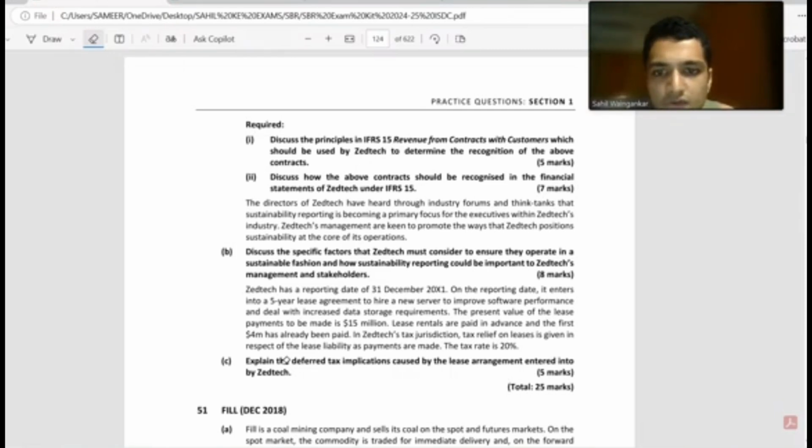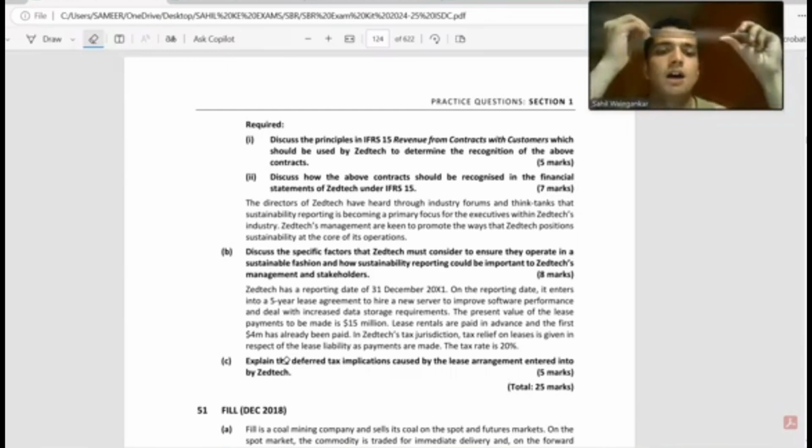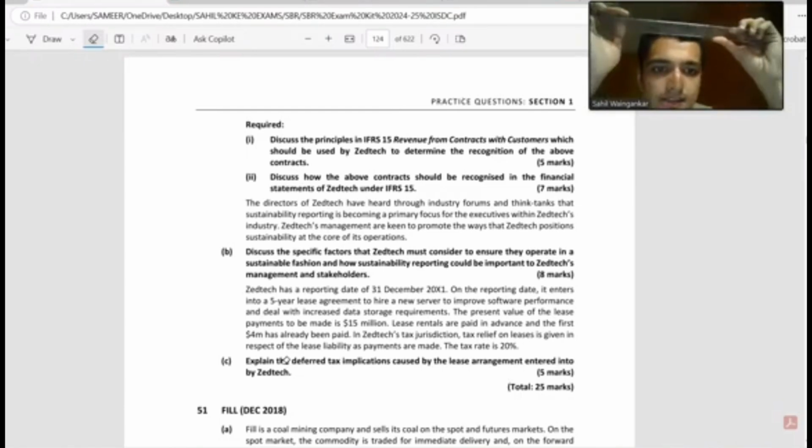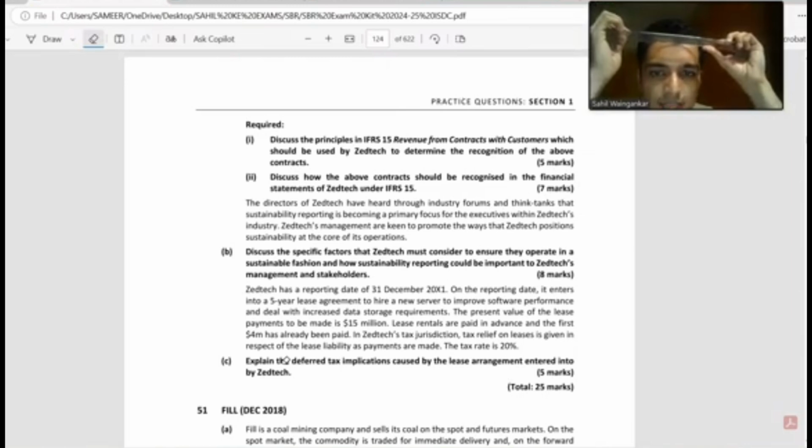The present value of the lease payments to be made is 15 million. The lease rentals are paid in advance and the first 4 million has already been paid. In Zedtech's tax jurisdiction, tax relief on leases is given in respect of lease liability as payments are made and the tax rate is 20%.